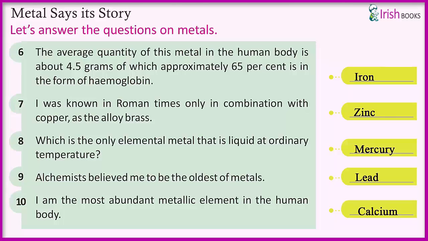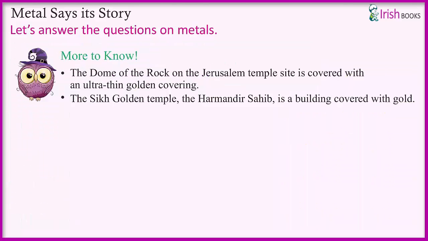More to know. The Dome of the Rock on the Jerusalem temple site is covered with an ultra-thin golden covering. The Sikh Golden Temple, the Harmandir Sahib, is a building covered with gold.